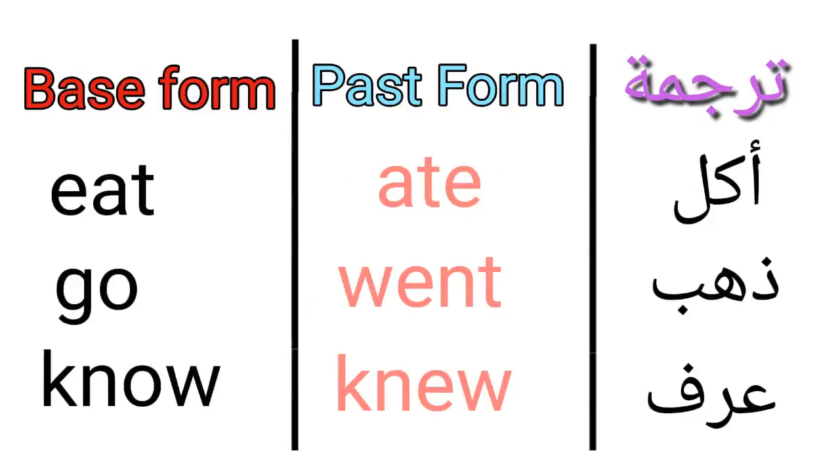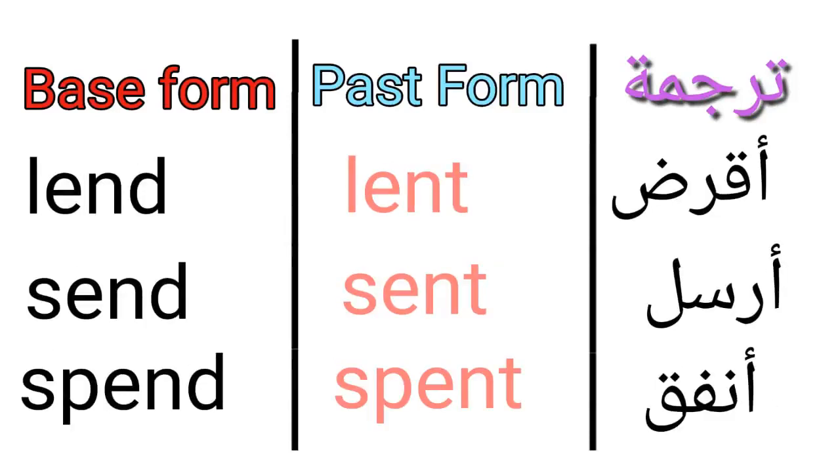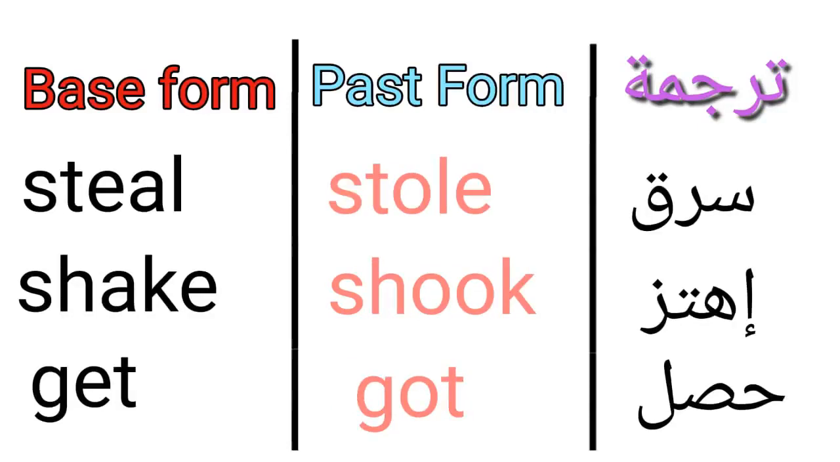Verb to eat, which means أكل, past form ate. Verb to go, which means ذهب, past form went. Verb to know, which means عرف, past form knew. Verb to lend, which means أقرض, lent. Verb to send, which means أرسل, past form sent. Verb to spend, which means أنفق, spent. Verb to steal, which means سرق, stole.